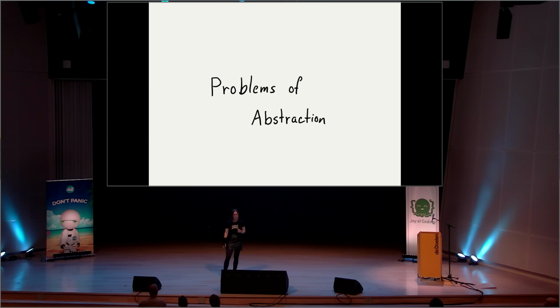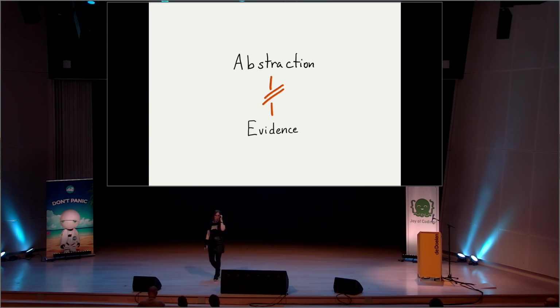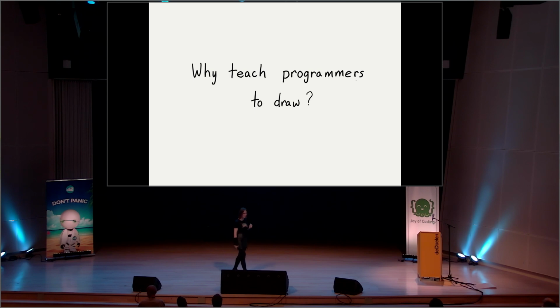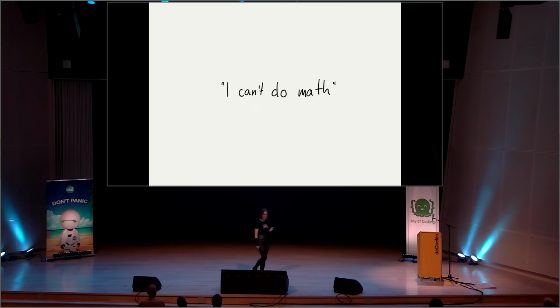What problems do we have in the space of abstraction? Well, one certainly is when abstraction does not align with evidence, and yet we have an abstraction in our head. Once we've developed an idea, once we've learned something, it's very difficult to unlearn it. We have an emotional relationship with our ideas. Why teach programmers how to draw? Well, I can't draw. I can't do math.